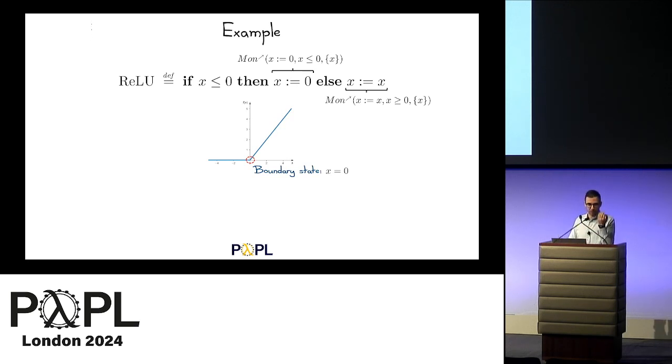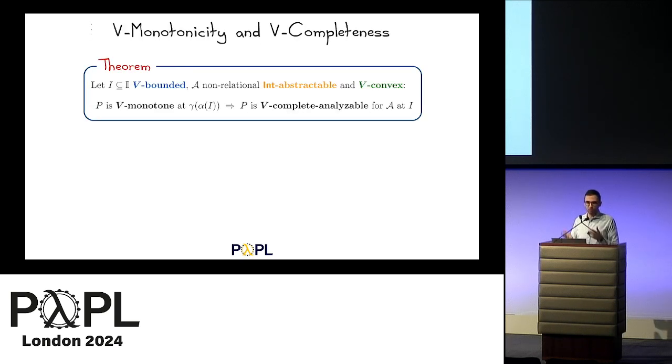The guard equals 0 in this case, and so we can conclude that the ReLU program is non-decreasing. So, concluding, this is the specialized theorem for programs with a set of variables V. Whenever we specialize also the property of boundedness and convexity.